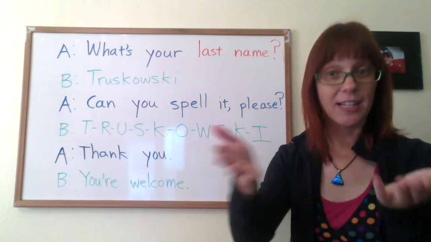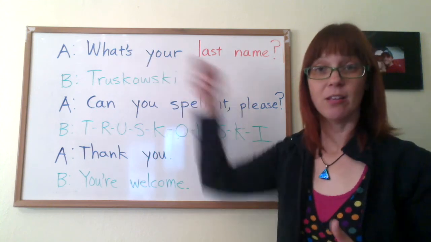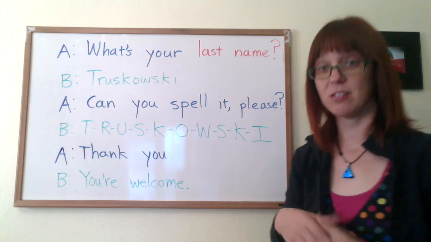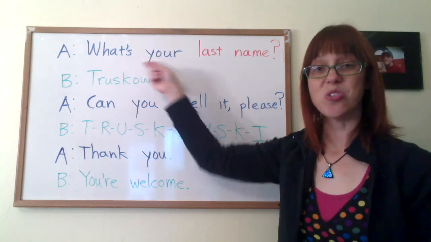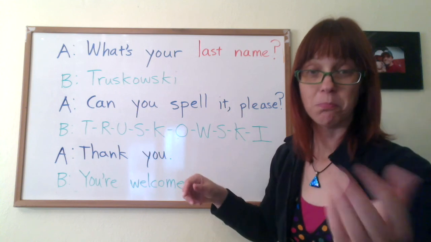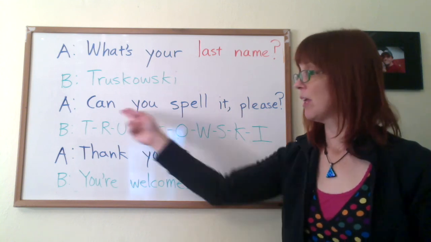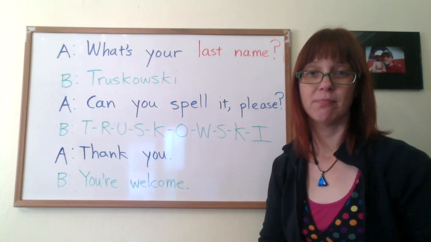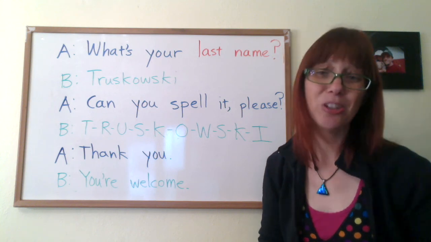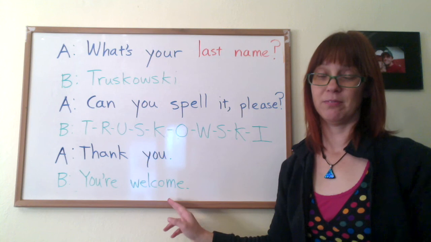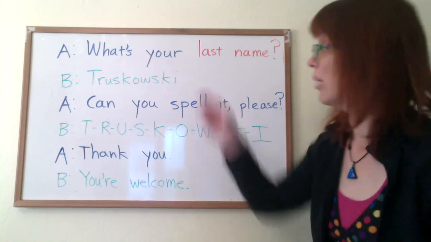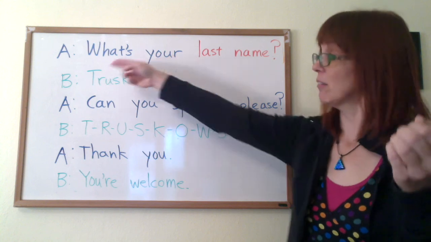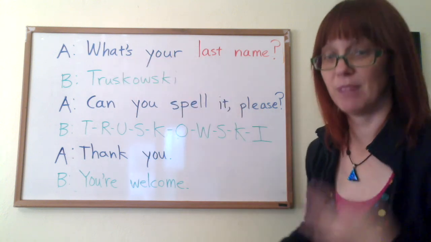I want you to practice it now. So I am A and you are B. You try it. What's your last name? Can you spell it, please? Thank you. Okay. And then you practice A. You are A. I am B. Ask me.